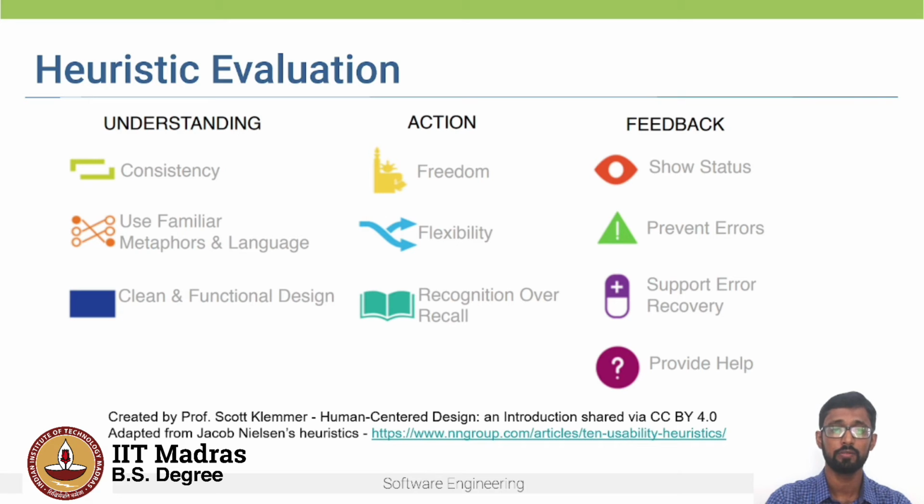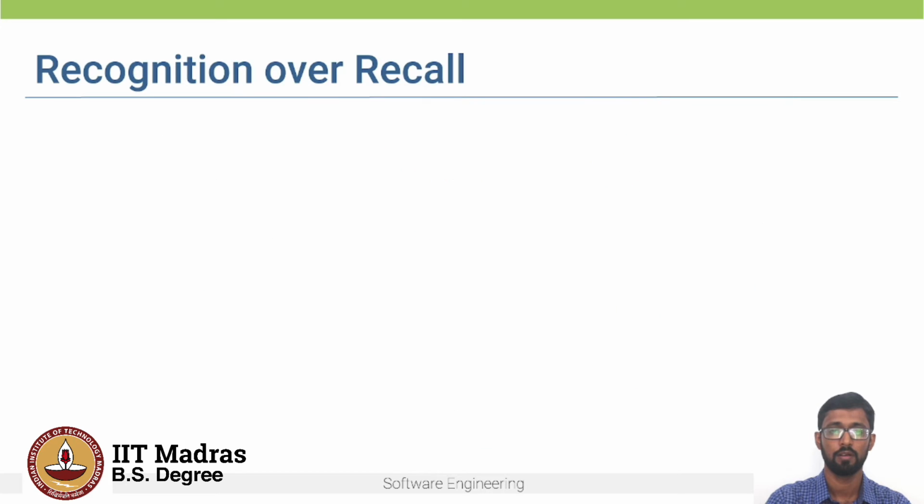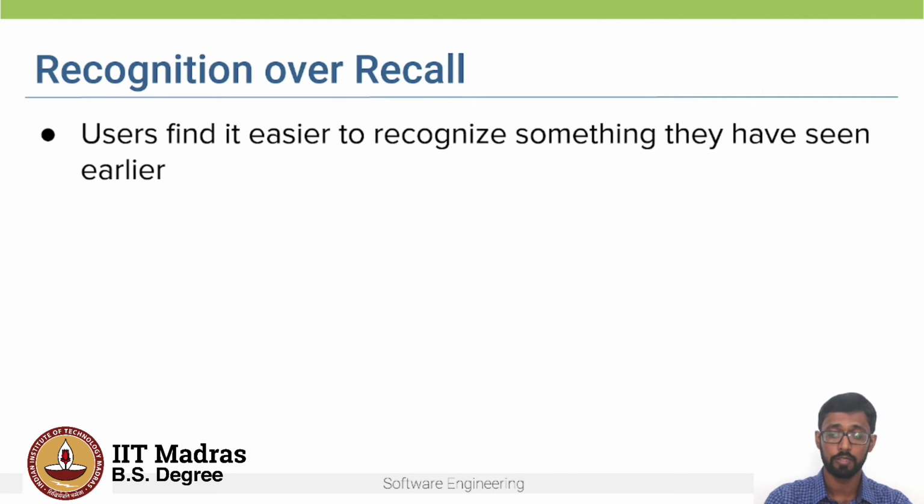The next design heuristic is recognition over recall. So users have limited memory and they are not able to recall some information. However, they find it easier to recognize something they have seen earlier. So for example, if I ask you, what is the capital of Spain? You might not be able to recall it. But if I ask you, is Madrid the capital of Spain? Then you might recognize that you have read about this information before.